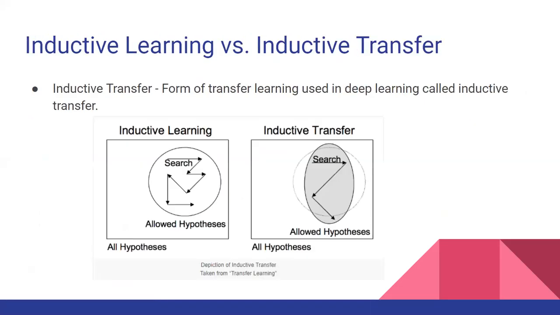So now we're going to be learning a new concept in transfer learning, inductive learning versus inductive transfer. Inductive learning is basically taking knowledge, as you can see in this picture right here, a depiction of inductive learning and inductive transfer. This bubble right here has all the knowledge gained from only one task.